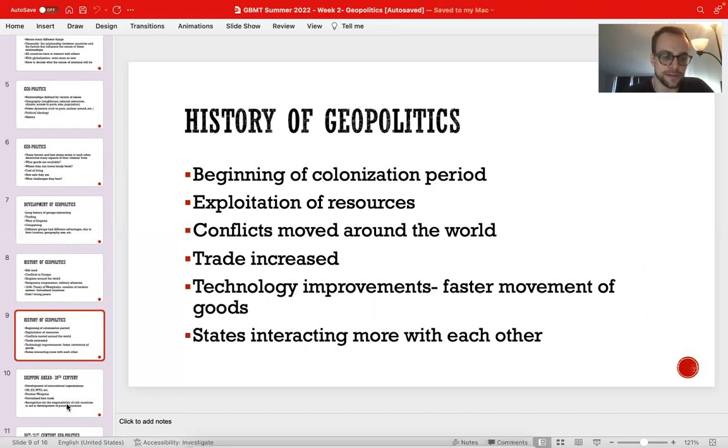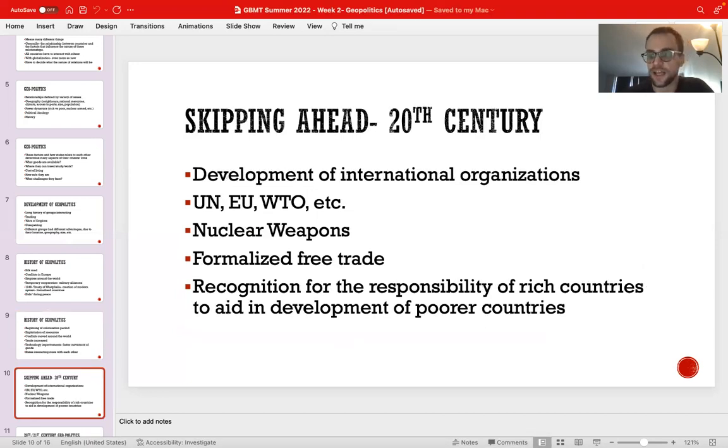development in geopolitics. So skipping ahead to the 20th century, because this is not a history class, and while these broad strokes are very interesting, we want to get into the 20th century. And in the 20th century, we had the development of international organizations. For instance, the United Nations, the European Union, the World Trade Organization.